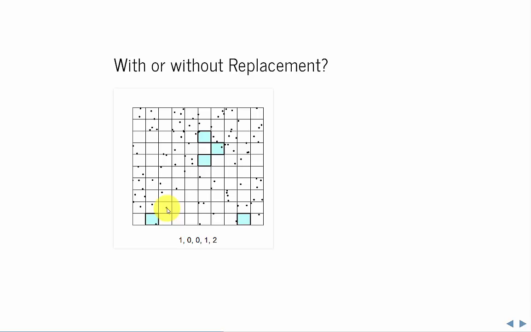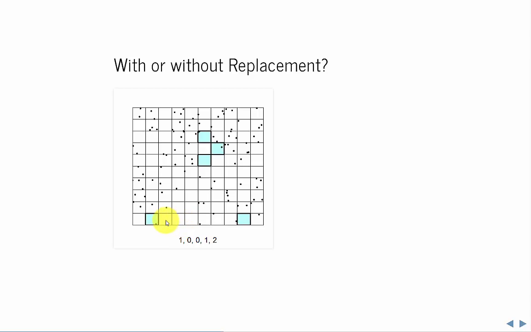Now that we've defined our sample frame, we have to answer a second question, which is whether we're going to sample with or without replacement. Because we're not taking a census, the basic operation is to choose a random sample of the sample units in the frame. Here's an example of 5 randomly selected units from our sample frame. We count the number of individuals inside each selected unit, which gives us data of 1, 0, 0, 1, and then there are actually 2 points in the upper corner here.